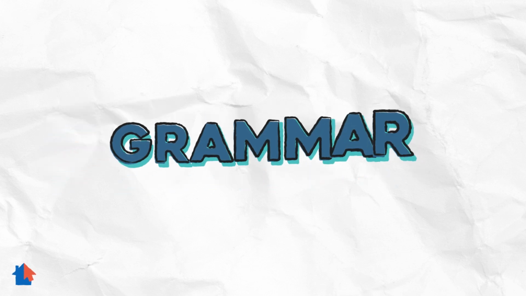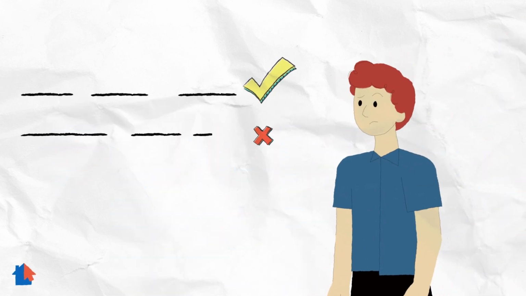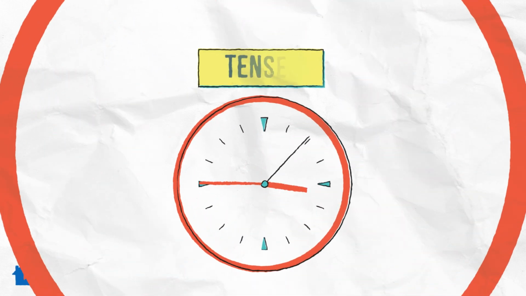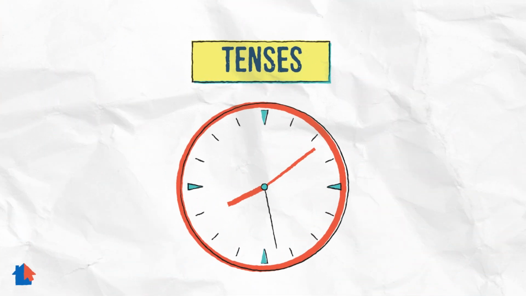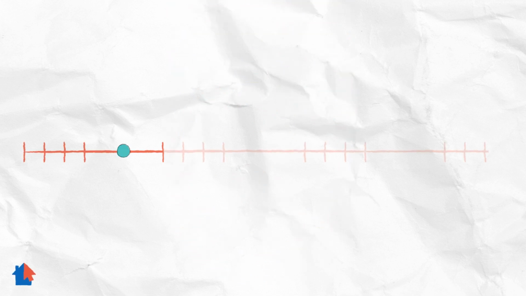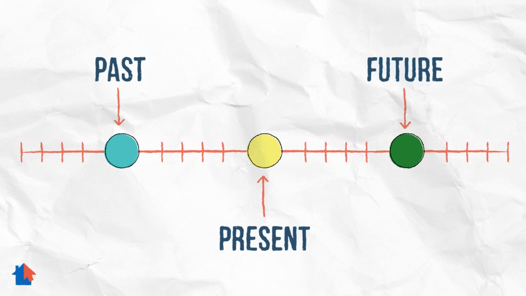Grammar. Before taking the GED Language Arts test, it is important to understand how to use the correct tenses in your sentences. A tense is the form a verb takes. Tenses help to show us when the action happened or is happening. The basic tenses are past, present, and future.